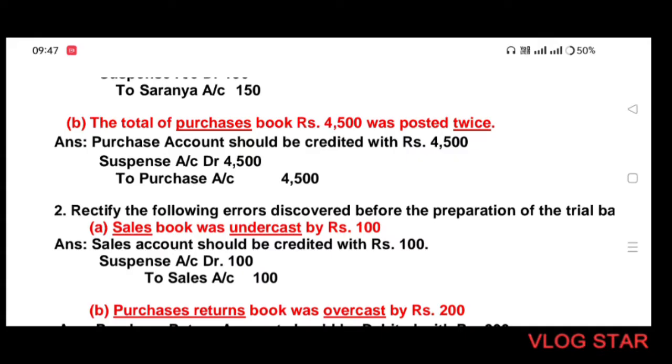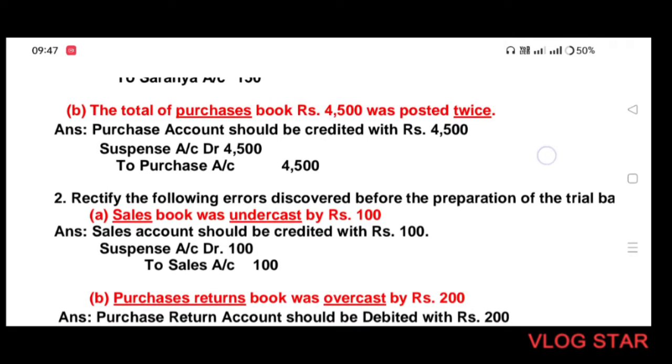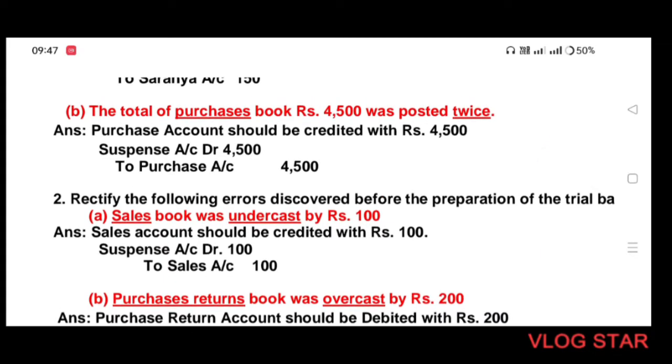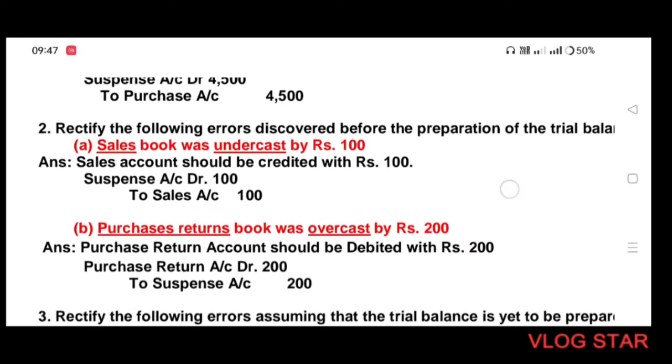Question B. The total of purchase book, rupees 4,500, was posted twice. The purchase book is what? It is a debit balance. Twice means excess, extra, more. So, what I said in the starting itself, in the second point, if it is extra, excess, more, then you have to write the opposite entry. Purchase book is a debit balance, opposite means credit. So you have to write purchase account should be credited with rupees 4,500. If you have to write the journal entry, you can write suspense account debit to purchase account. Now move on to question number 2.